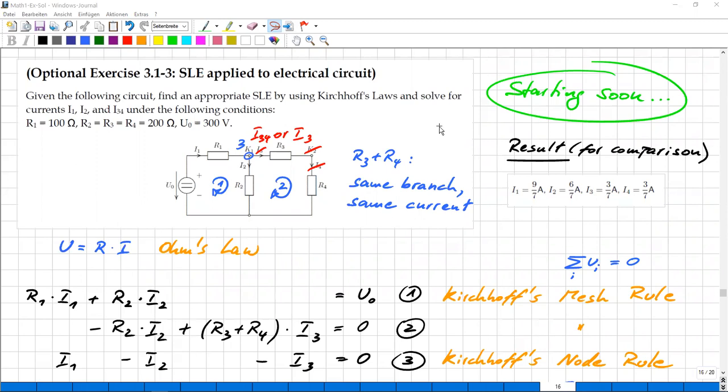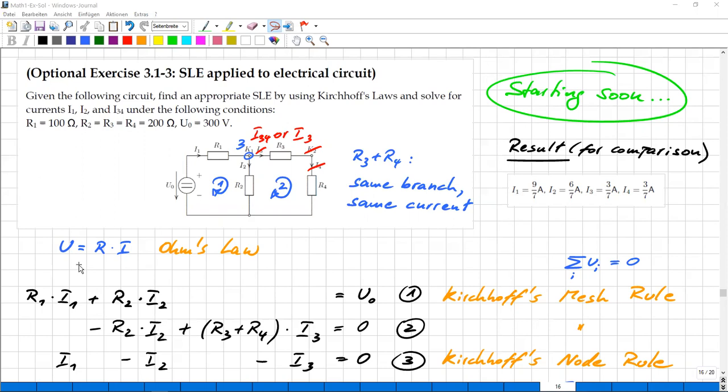So it's about Kirchhoff's laws, additionally to the well-known Ohm's law, which is the basis of everything in electrical circuits. Of course, let's start out with this.